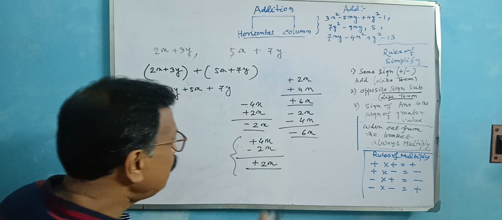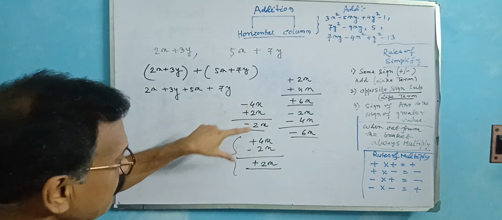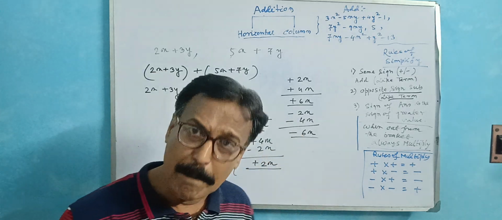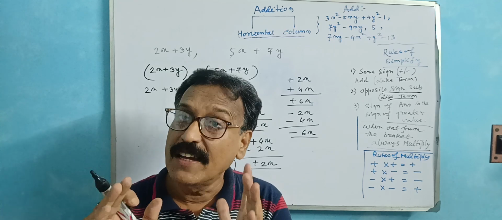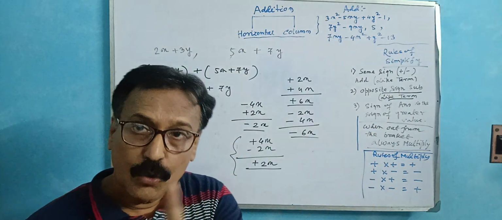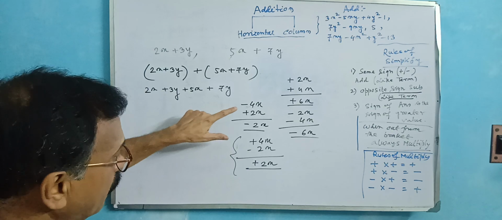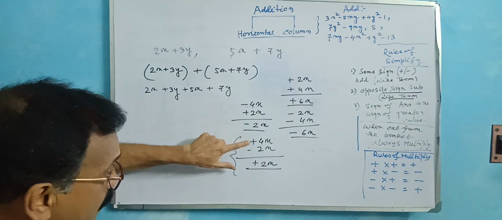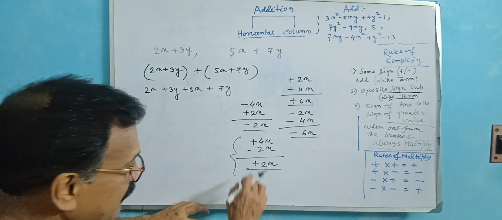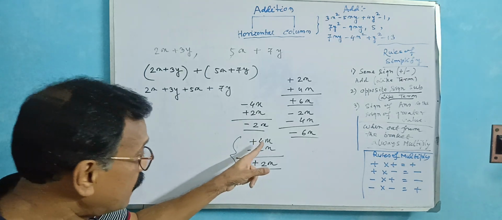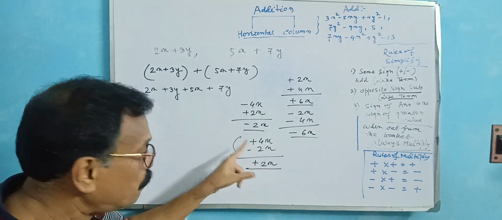But you cannot multiply it here. No, this is a simplify. The rule of simplify is different from the rule of multiply. Here, if you apply plus minus minus, the answer is wrong if this is minus, because the sign of the greater value 4 is plus.